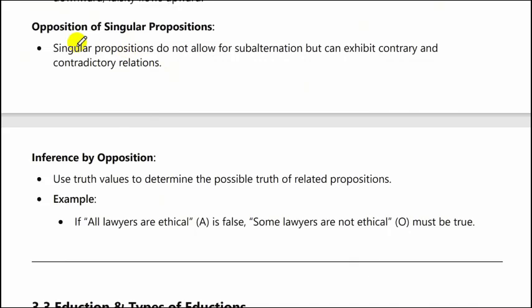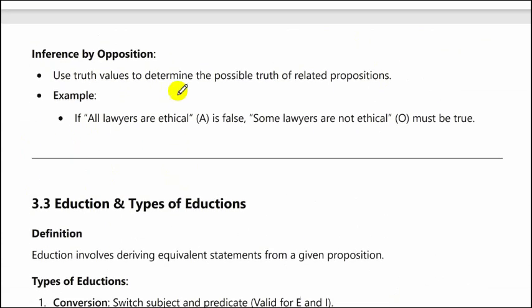Opposition of a singular proposition. Singular propositions do not allow for subalternation but can exhibit contrary and contradictory relations. This I'll explain later. Inference by opposition. Use the truth values to determine the possible truth of related propositions. Example: if the statement all lawyers are ethical is false, then some lawyers are not ethical, the O, must be true. This is what it's trying to say.